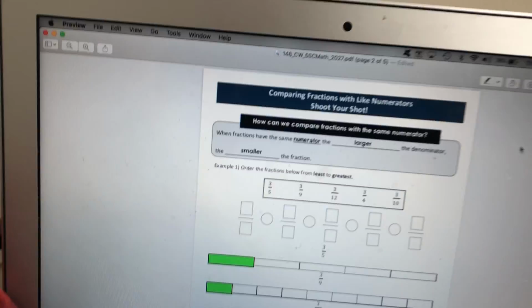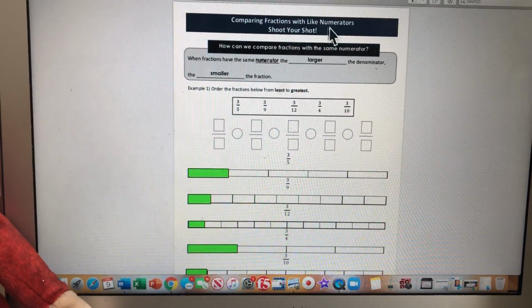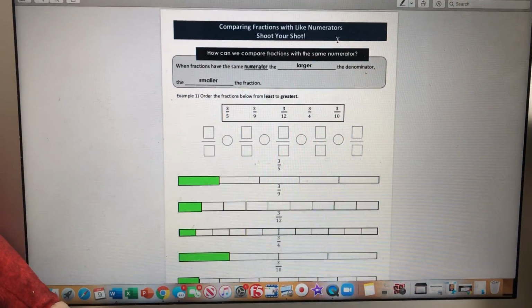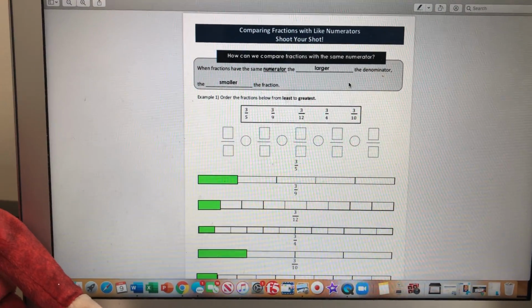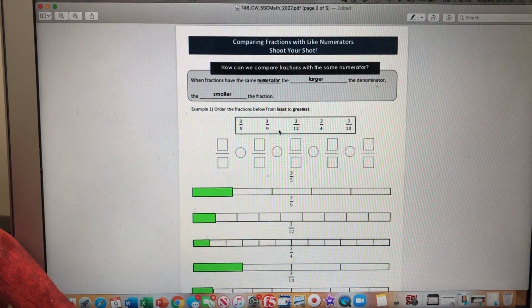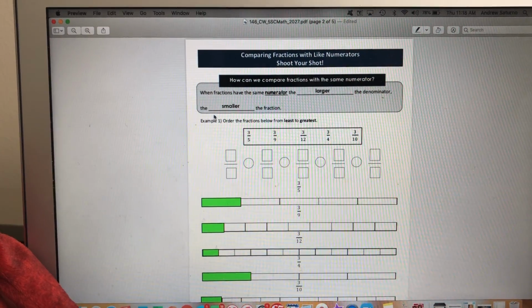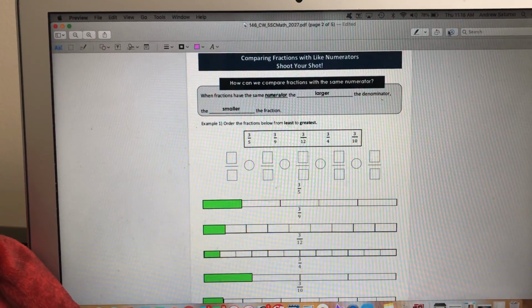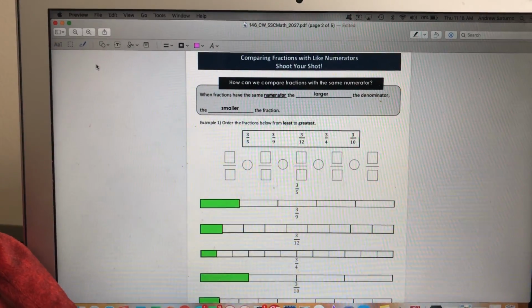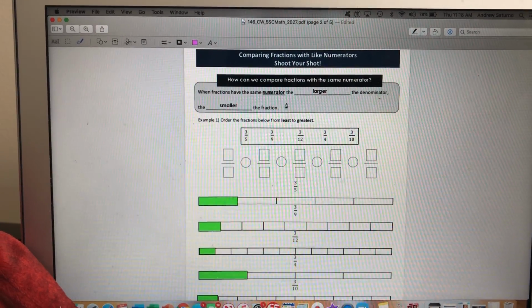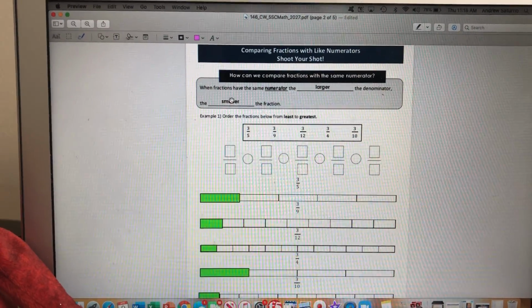Today, what we're going to be doing is comparing fractions with like numerators. Just like yesterday, where we compared and ordered fractions up to 5 fractions, we're going to do that same thing, but instead of having the fractions with the same denominator, they're going to have the same numerator. When fractions have the same numerator, the larger the denominator, the smaller the fraction. This is kind of like the opposite of yesterday. Yesterday, the larger the numerator, the larger the fraction. When the numerators are the same, it's kind of the opposite. The larger the denominator, the smaller the fraction. And we'll see why in a second.